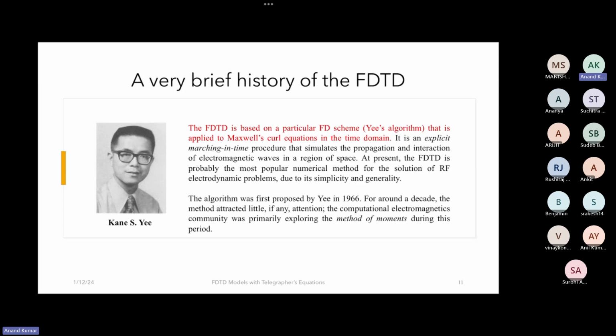The FDTD method is a particular finite difference scheme, and it is also known as Yee's algorithm. This is Professor Yee, the person who developed the FDTD scheme, and the FDTD scheme is an explicit marching in time procedure. This will get clear as we proceed with the class. There are implicit and explicit methods, as we'll see in the next slides. Marching in time also will become clear as we see the Yee grid.